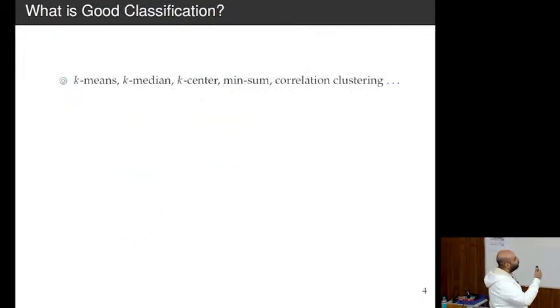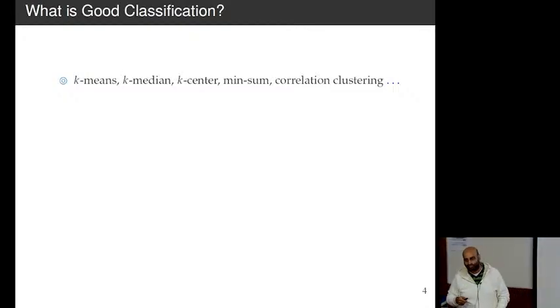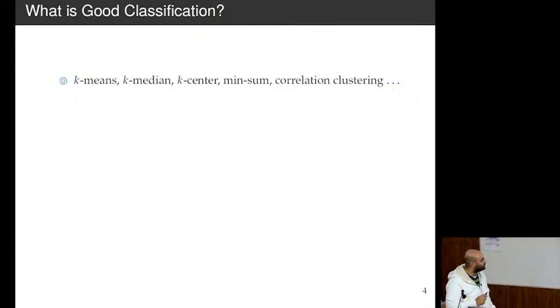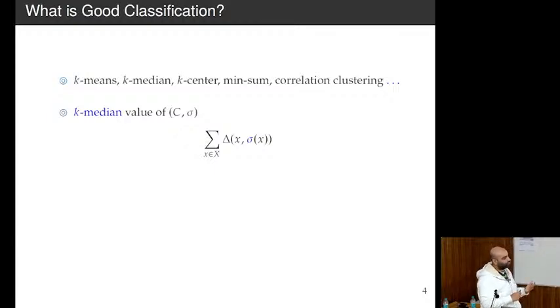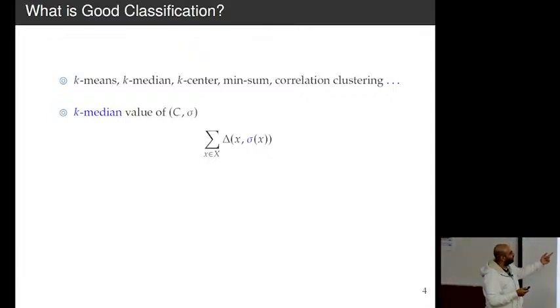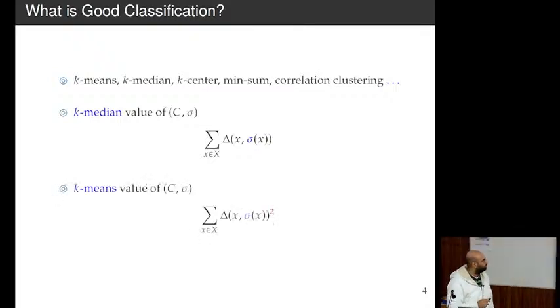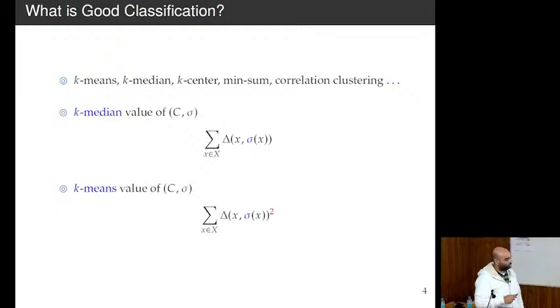And there are many good objectives of what is good: k-means, k-median, k-center, some correlation clustering, hierarchical clustering, so many things. Of interest to this talk are k-median and k-means. In k-median, you want to find a classification which minimizes the sum of distances of every input point to its closest center. And in k-means, it is the sum of distance squared instead of distances. So these are the two clustering objectives we are interested in.